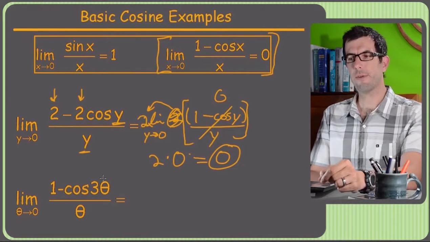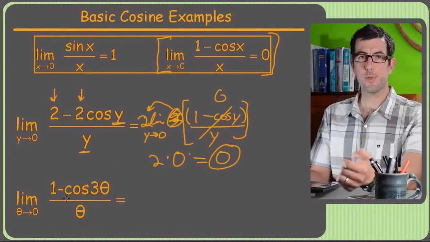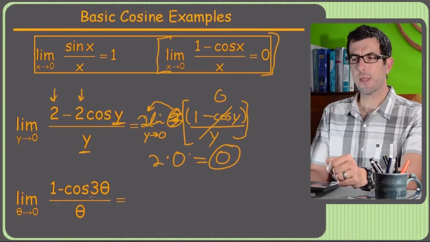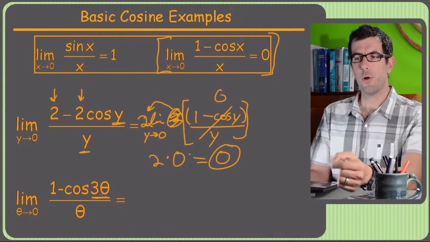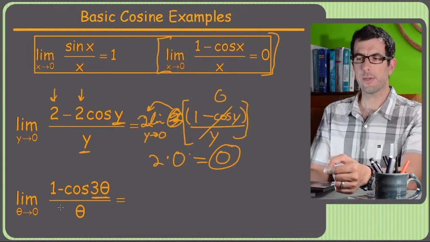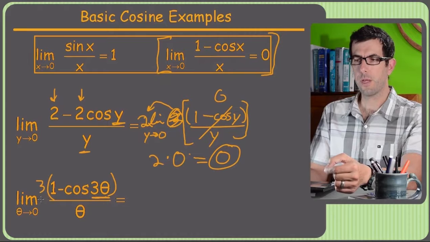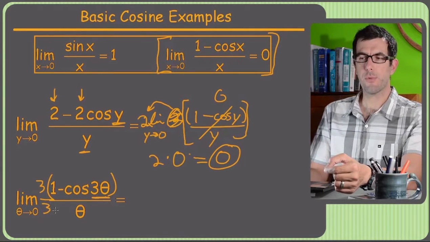Pretty exciting stuff. Alright, this next one is really similar to the previous one we did. I've got a 3 theta here. Can't get rid of the 3. There's no way to get that 3 out of there. So what I've got to do is concoct a 3 down here. So I'm going to multiply by 3 over 3 in order to have a 3 to multiply by this theta guy.